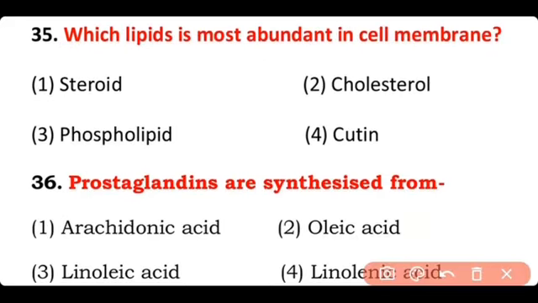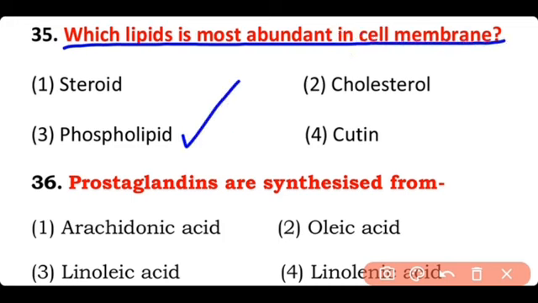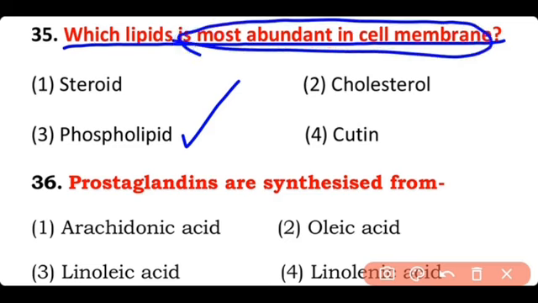Question number 35. Which lipid is most abundant in the cell membrane? Steroid, cholesterol, phospholipid, Q10. So the correct answer is option 3. Phospholipid is most abundant in the cell membrane.